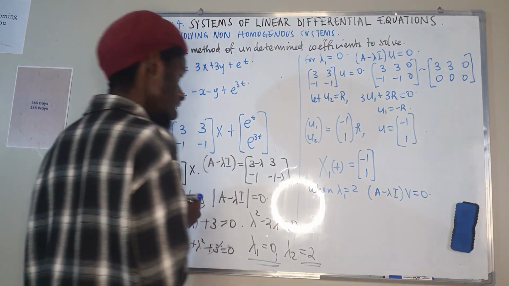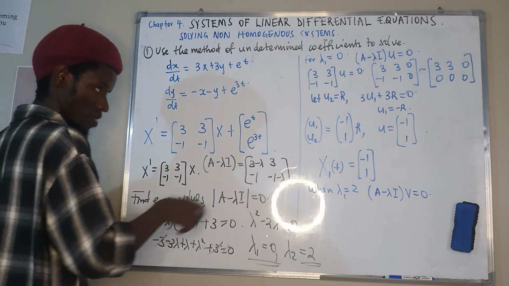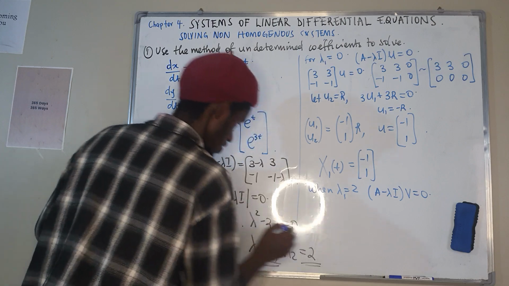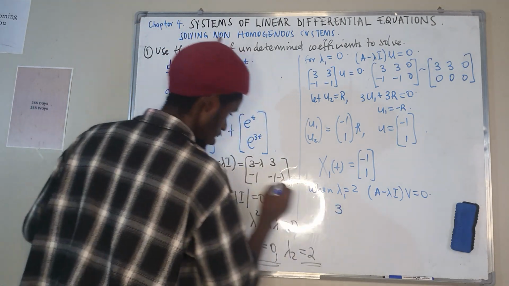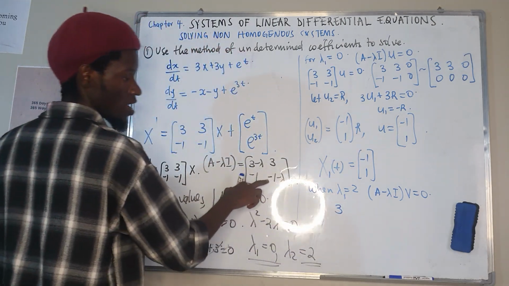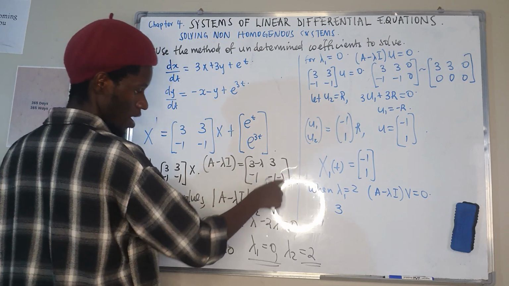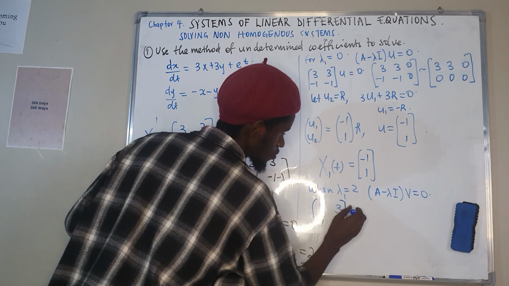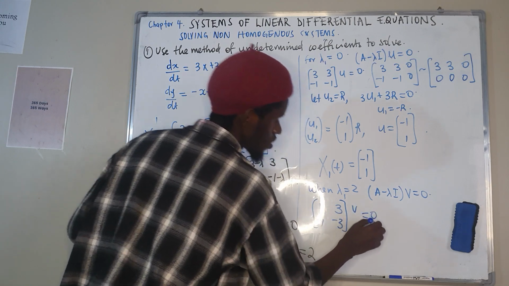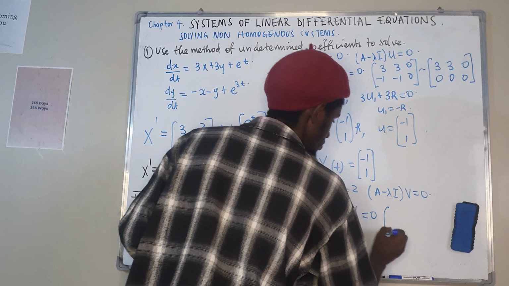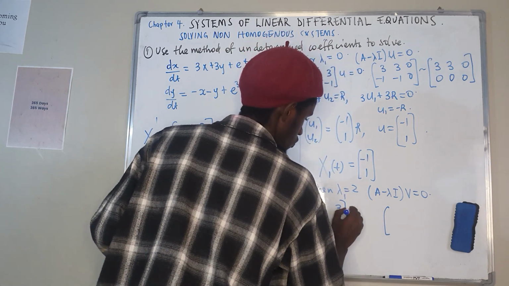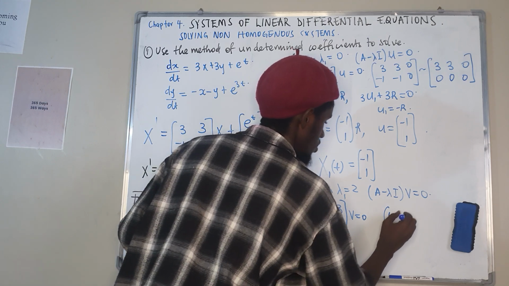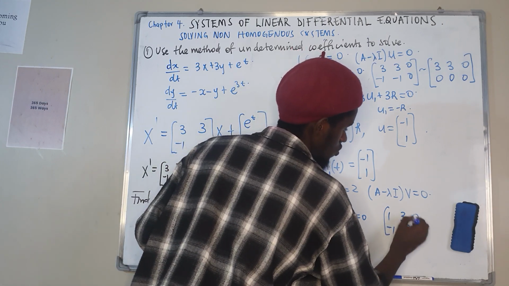Then if I put where there is lambda, I put there 2. What do I have as my matrix? I have 3 minus 2, which is 1. Then what is here? I have a 3. Then here I have negative 1. Here I have negative 1 minus 2, I have negative 3, times v equals to 0. This is the same thing as having the augmented matrix 1, 3, negative 1, negative 3, then 0, 0.